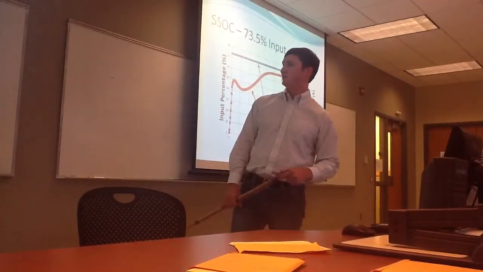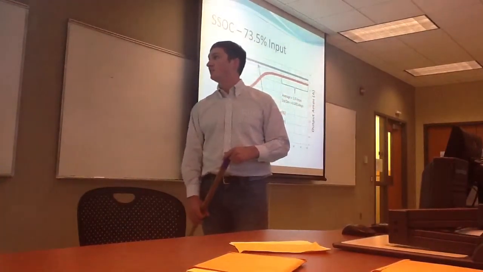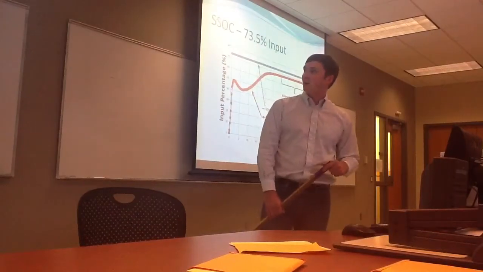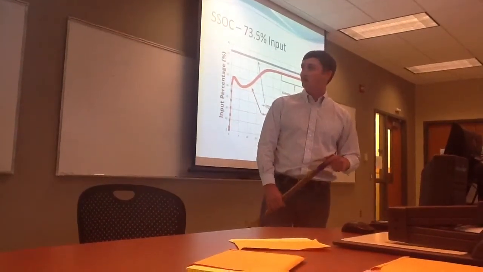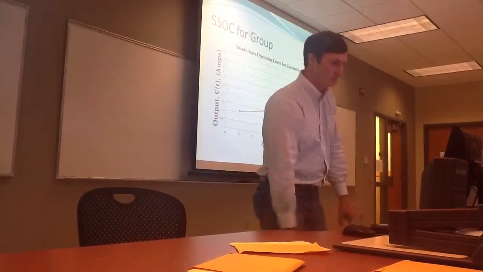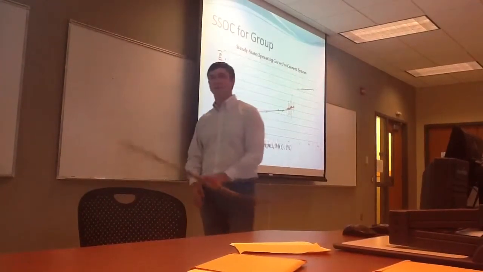So here's a steady state operating curve that falls within the range of 3 to 4 amps. You can see that it reaches steady state about 30 seconds. The input is the blue line, and the output, which is in amps, is the red line.